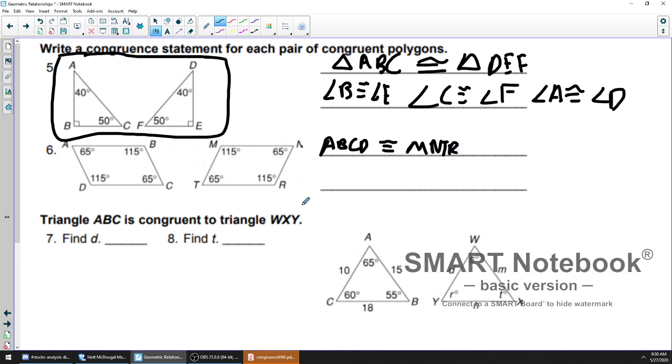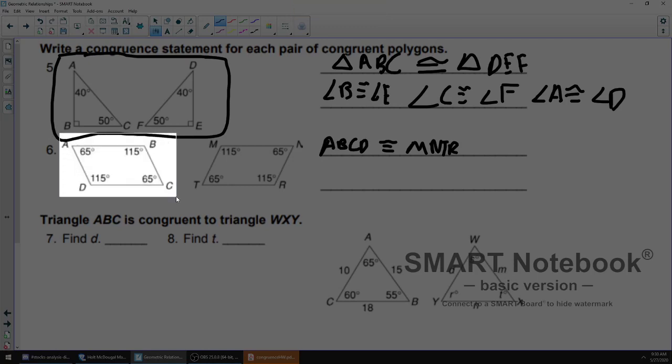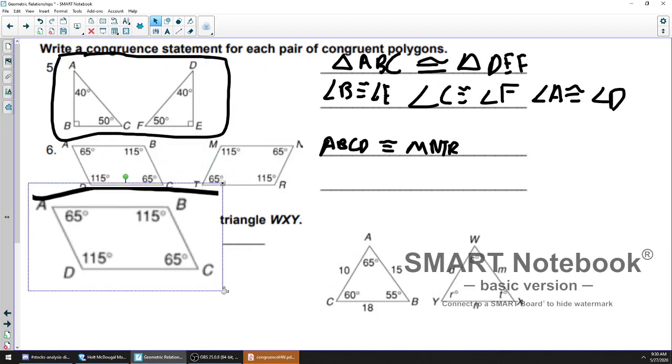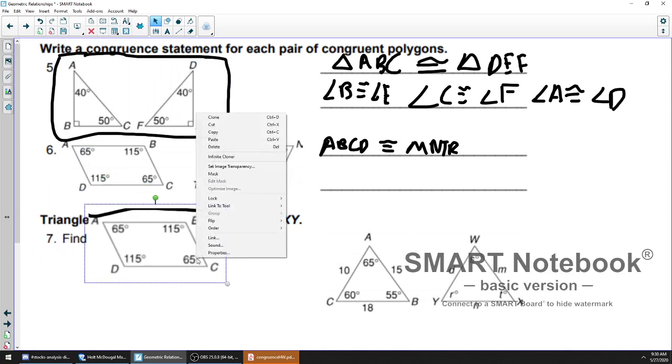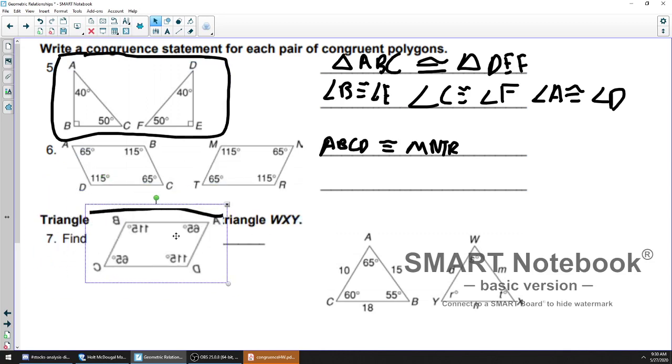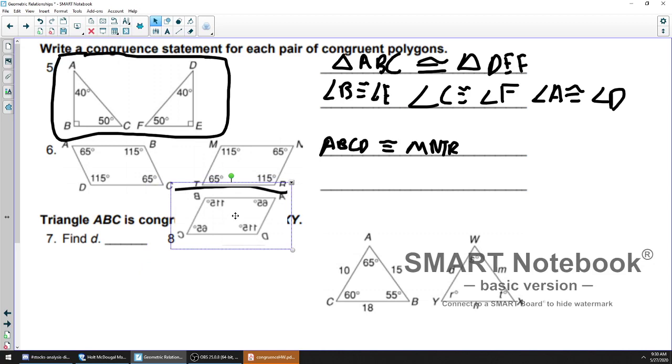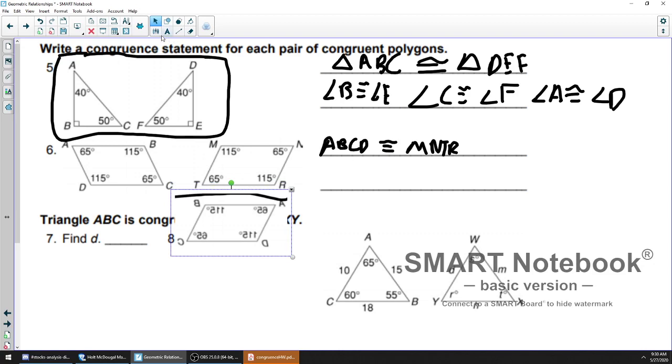What else could I say are the same? Remember, if I flip this over, let's try it. It should look exactly the same as MNTR. So let's flip it left to right. And would you look at that? It looks exactly the same. Letters are backwards, but you can see that it matches. A, N, N, B, M, C, T, D, R. So you can write that.